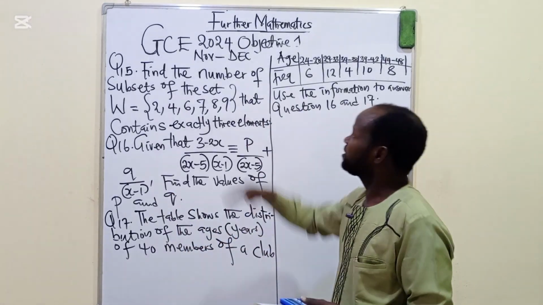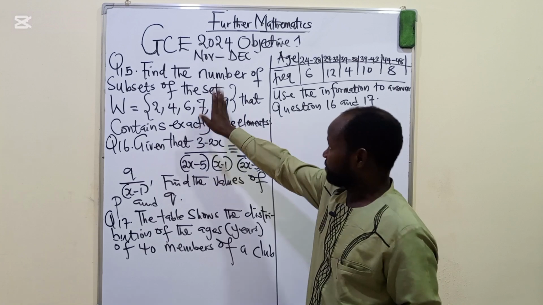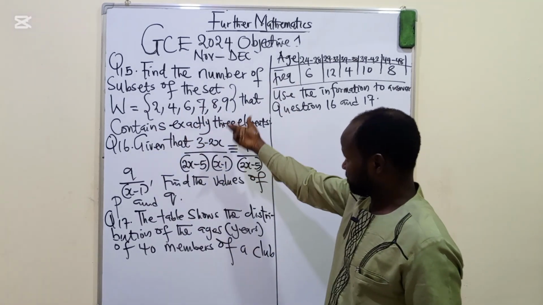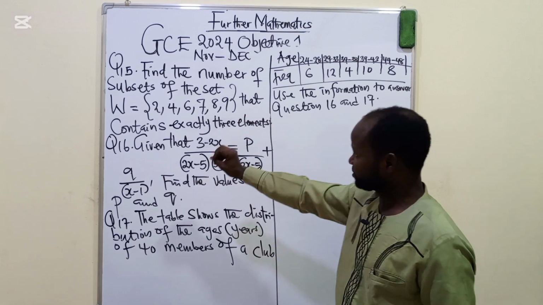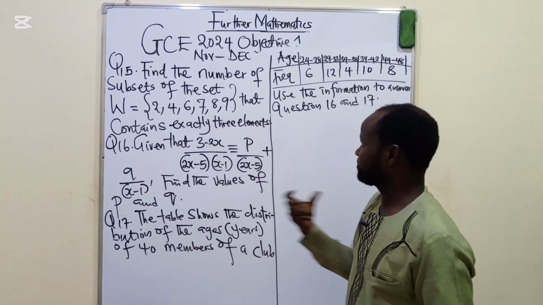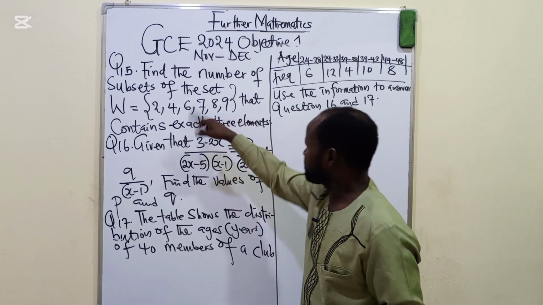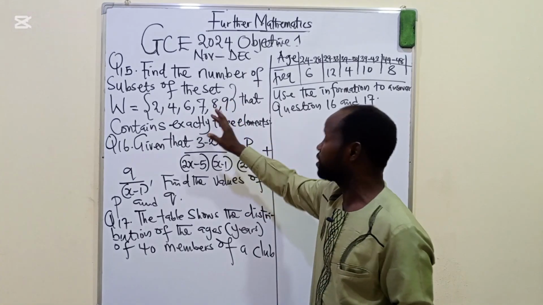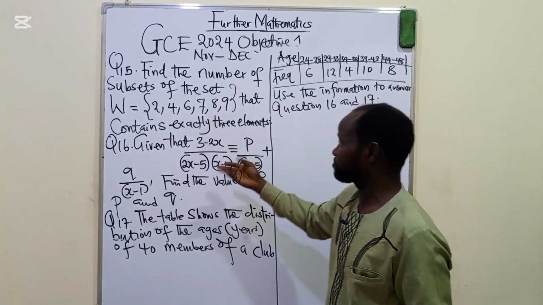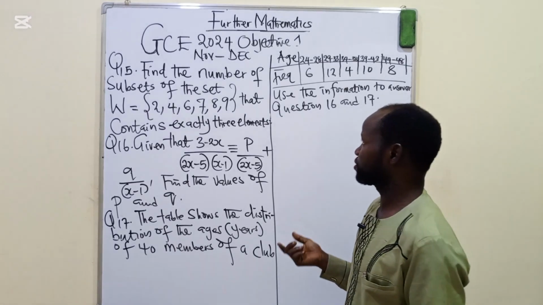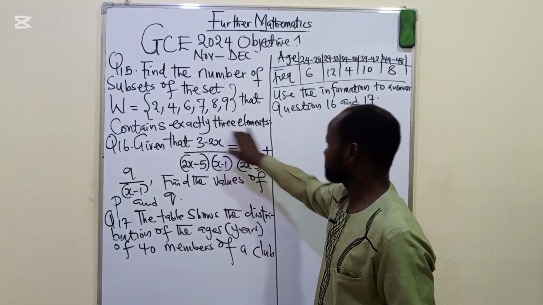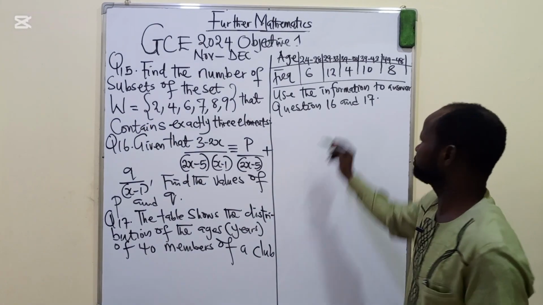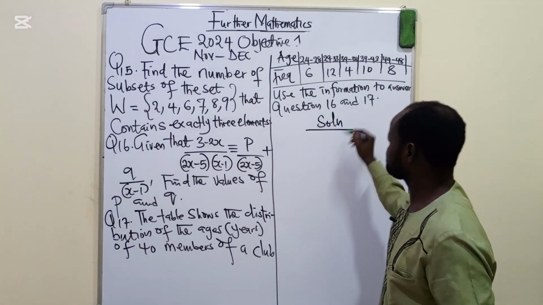Question 15 reads, find the number of subsets of the set W given as 2, 4, 6, 7, 8, and 9 that contains exactly 3 elements. How many subsets can we get with exactly 3 elements? This is under permutation and combination. The first thing to do is identify which topic the question is coming from. This is from permutation and combination, and this is combination. We have to select exactly 3 elements from this set W. Let's write down the solution and see how we can handle this.